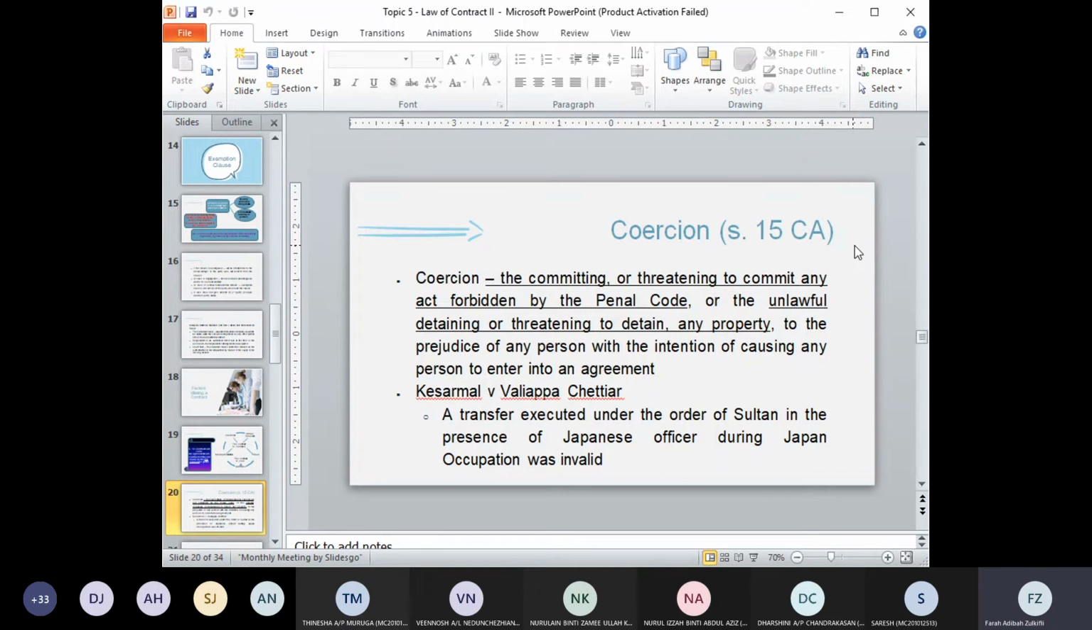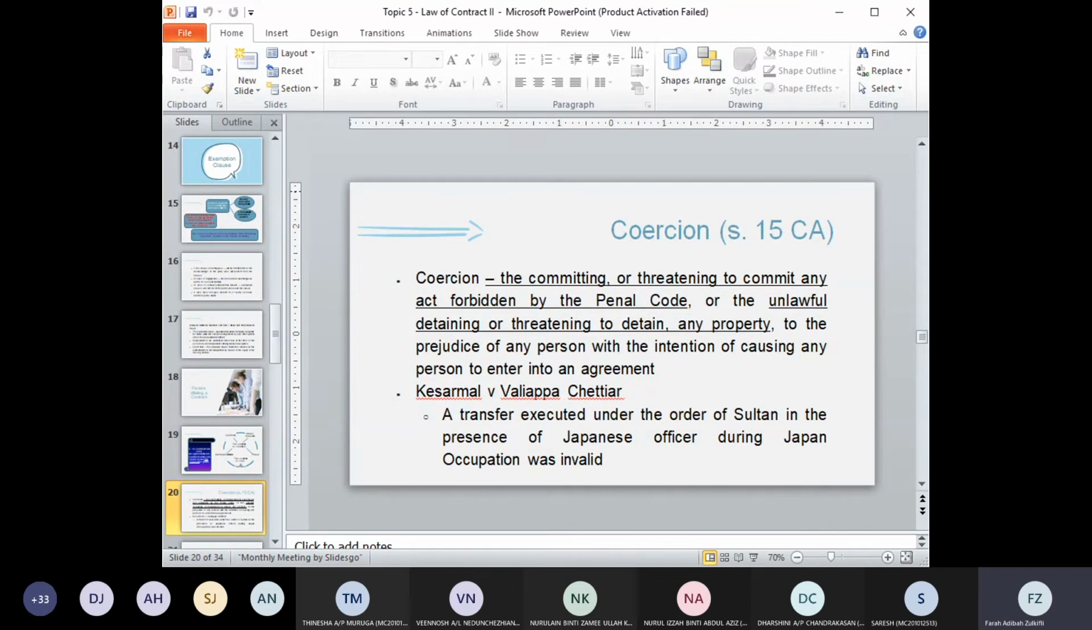Okay, so the first one is coercion. So what is coercion? Coercion is paksaan. So coercion is when someone commits or threatens to commit any act forbidden by the penal code, or if someone unlawfully detains, if someone threatens that they will injure you if you do not sign the contract, or if someone threatens you that they will kill you if you do not sign the contract, or if someone said that they will detain your property, they will rampas your property if you do not sign the contract, it can be said that the contract is entered due to coercion.